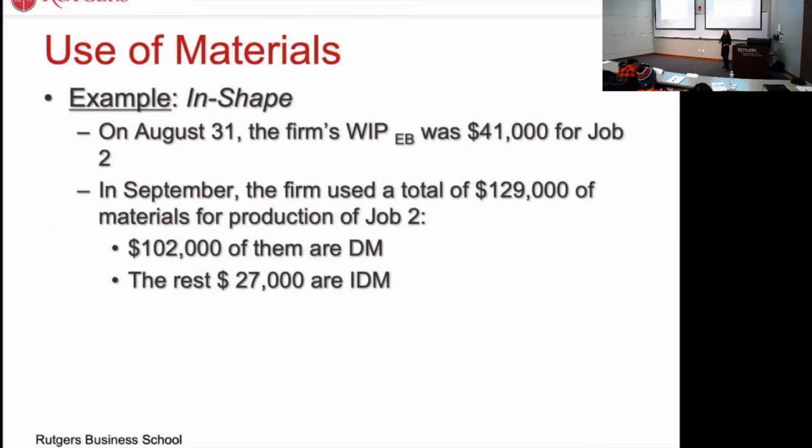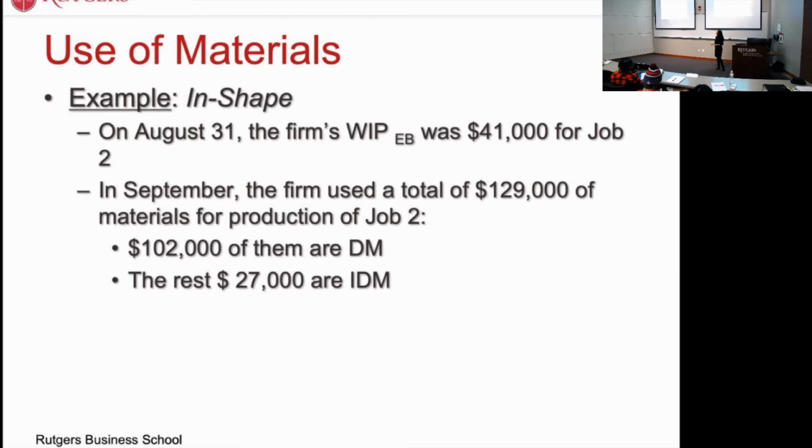And then, are we good with the purchase of material? If not, just make sure that you review the slides and then read the textbook again. So now, let's come to the second part, which is the usage of materials. So let's say in September, this firm used a total of 129,000 of materials, of which some part is the direct material and the rest is indirect material.